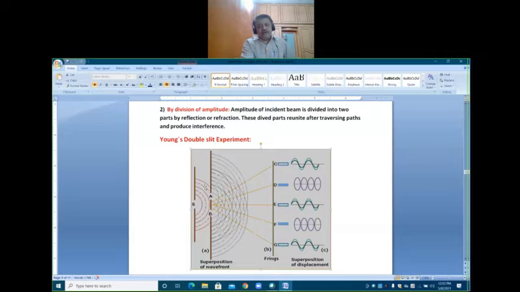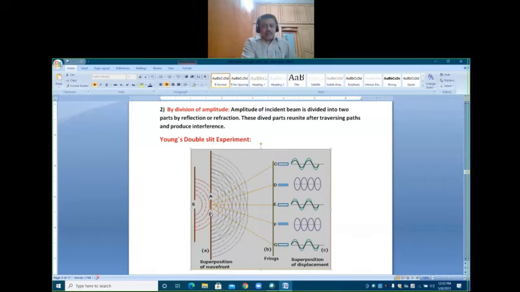When it reaches the next part, there is one more partition, one more slit, where we have two holes. One is A, another is B. So one wave is coming out here; from here it is blocked, and from this part and this part light comes out. So A is also a source of a new wave, and B is also a source of a new wave.